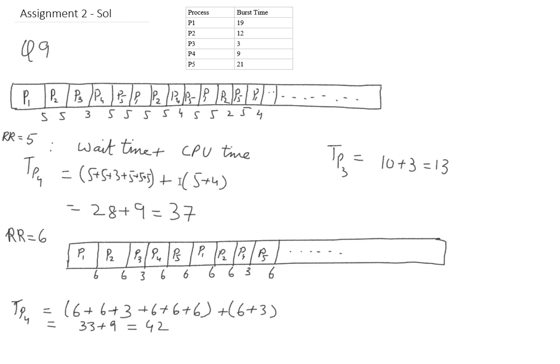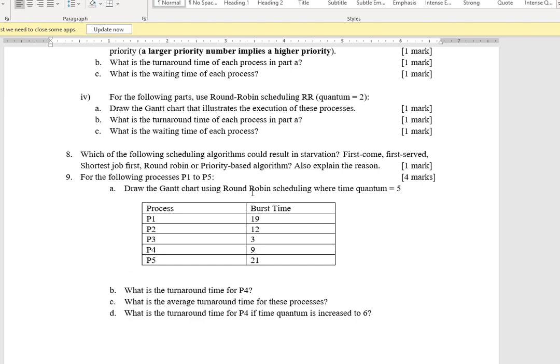And then we have the CPU time. The CPU time it was taking was 5 seconds here and 4 seconds here, so this is 9 seconds. So total waiting time plus CPU time is 28 plus 9, which is 37 time units. That is the turnaround time for P4. Similarly, you can get the turnaround time for P3 in the same way, which is 13. Now, this was one part which asked to calculate the turnaround time for P4.